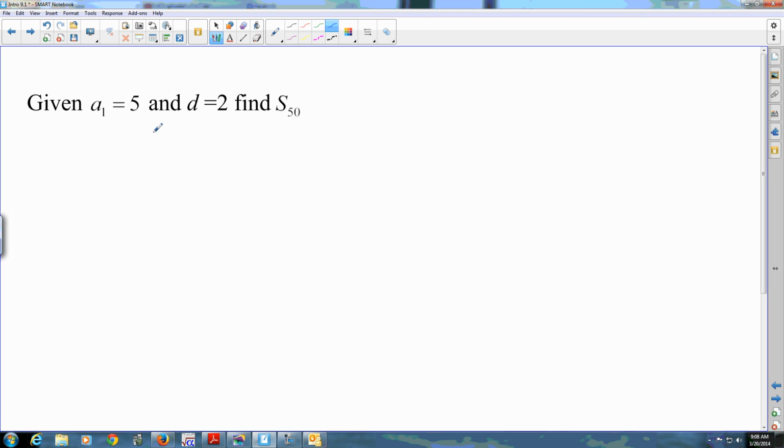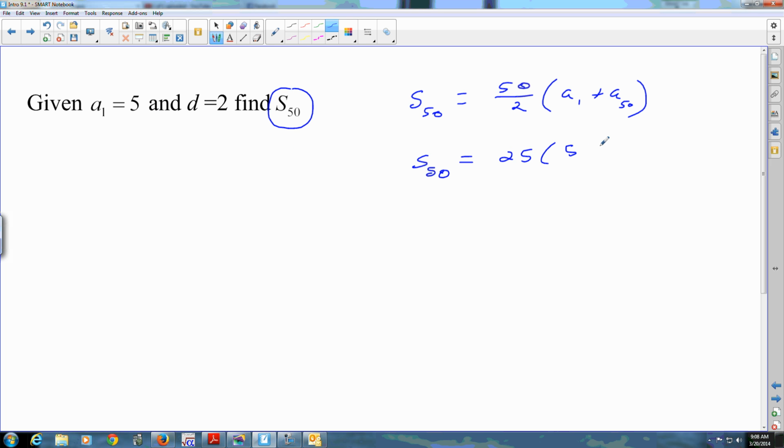All right. This says, give me the sum of the first 50 terms. So I want S sub 50 is equal to 50 over 2, the first term plus the 50th term. So S sub 50 is equal to 25 times the first term, they tell you that, 5, plus the last term. So again, I need to come up with this pattern.